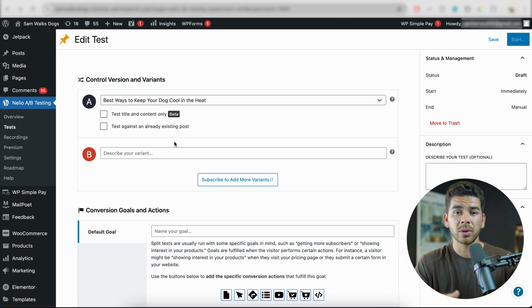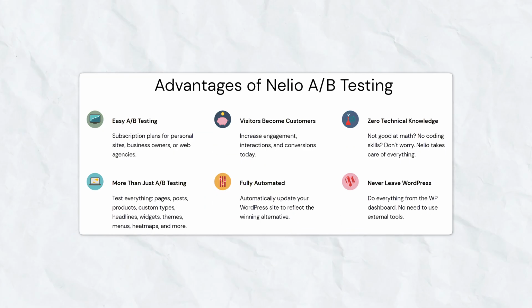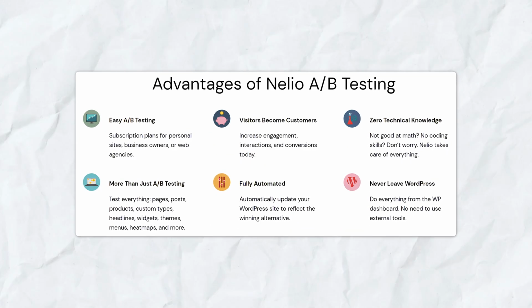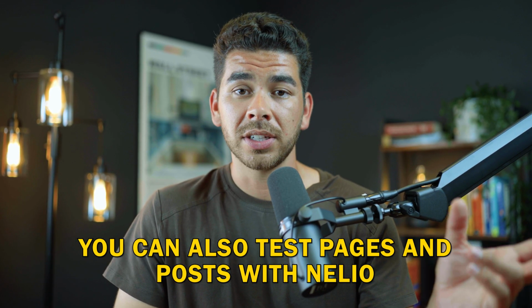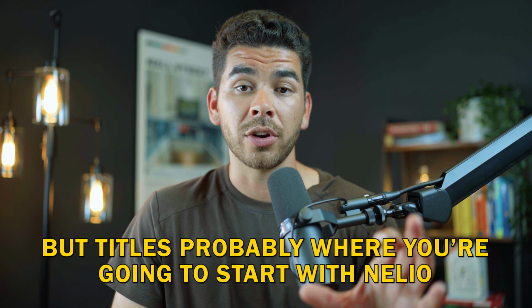Now you're probably just going to want to use this for titles. You can use it to see which blog post performs better, but you're probably just going to want to keep it to titles when you're just starting out. As you can see, Nelio is a very basic and easy to use tool that will help you A/B test some titles. You can also test pages and posts, but titles are probably where you're going to want to start with Nelio.